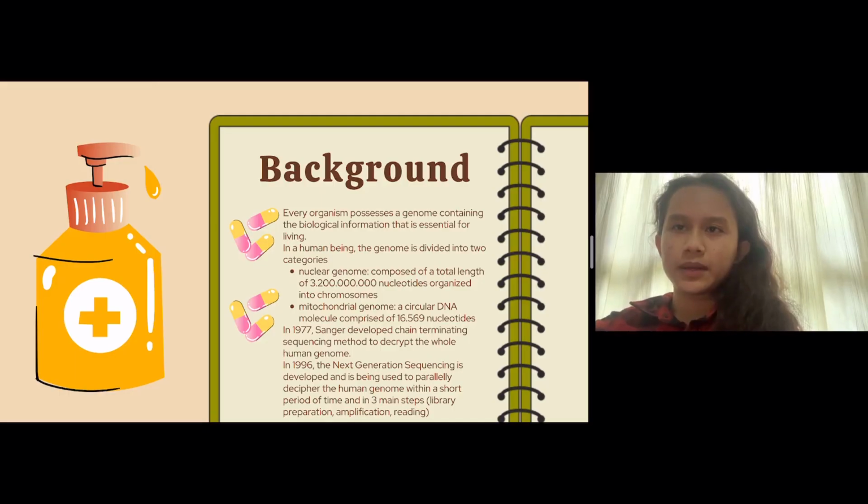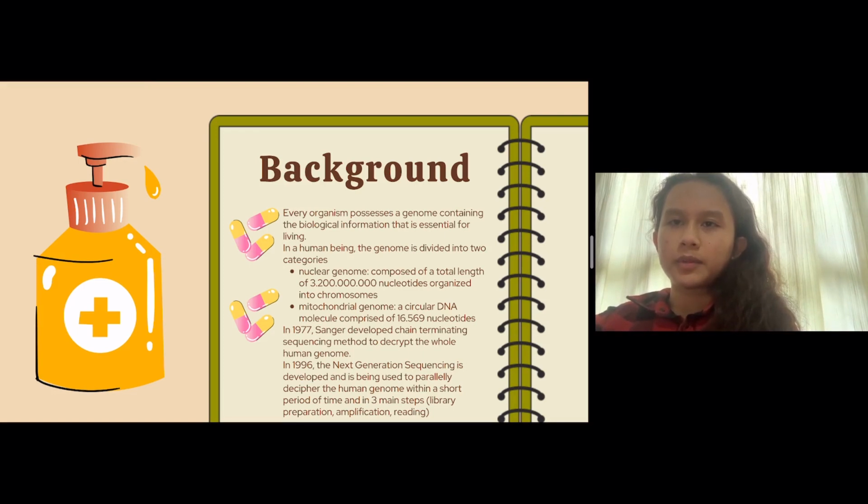My name is Putri Cahyani with ID number 185. So I'll be presenting about the background of the paper. Every organism possesses a genome containing the biological information that is essential for living. In a human being, the genome is divided into 2 categories. The first category being nuclear genome, composed of a total length of 3 billion nucleotides organized into chromosomes. And then there's mitochondrial genome with a circular DNA molecule comprised of 16,000 nucleotides.